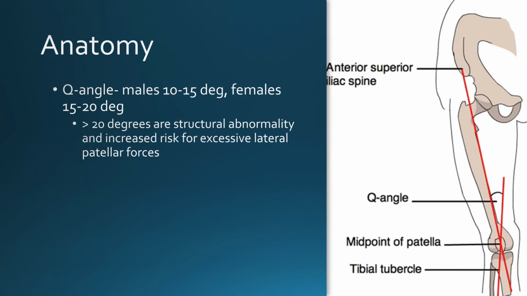To review the Q angle, normative range for males is 10 to 15 degrees and for females is 15 to 20 degrees. Greater than 20 degrees is considered a structural abnormality, and it places the patient at increased risk for excessive lateral patellar forces. So the Q angle, remember, is measured from the ASIS to the midline of the patella straight down to the tibial tuberosity.